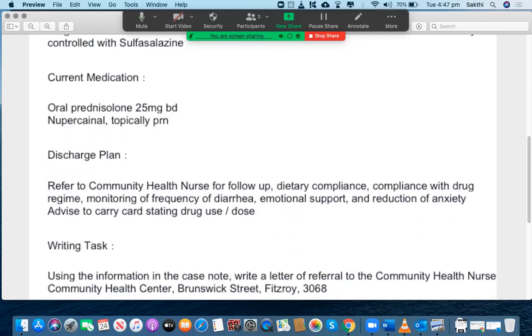Then I need to know, did you mention this medication? Yes, sir. Okay. Refer to community health centers for follow-up. Dietary complaints with the drug regime, monitoring of frequency of diarrhea, emotional support, and reduction of anxiety. Advice to carry card stating drug use and dose. So what they're saying is that the card contains the information on how much medication needs to be taken, how much dose.